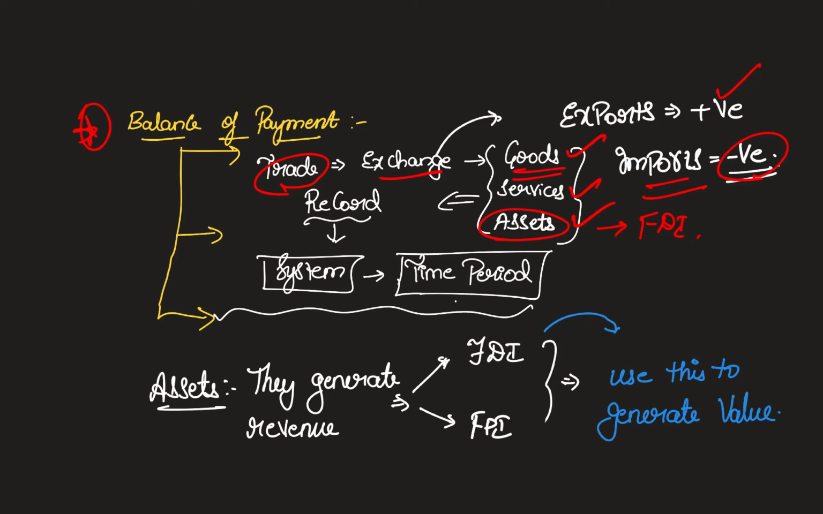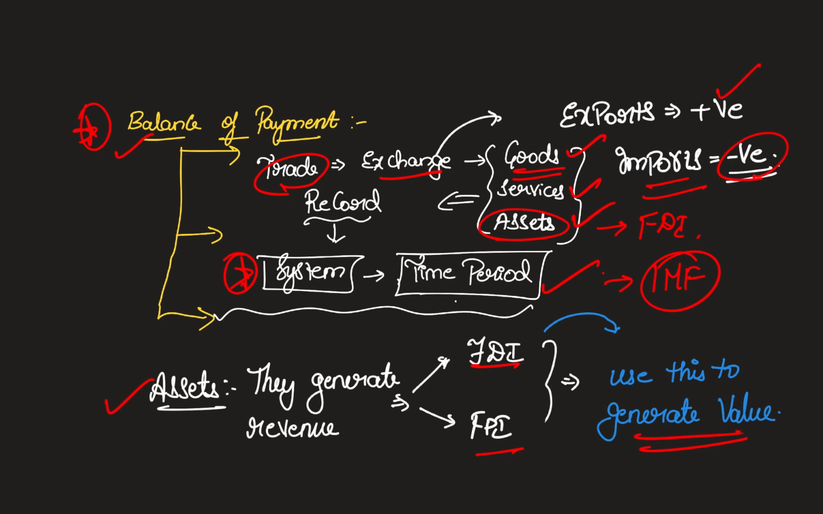Now, you have to record this exchange on a systematic basis. That system, which has a certain time period, when it is documented properly according to a format, that is called the balance of payments. So this format is given by an organization called International Monetary Fund. Now, like we have already discussed, assets are of two kinds, FDI and FPI. So what is the difference? How do we use this to generate value in our economy?